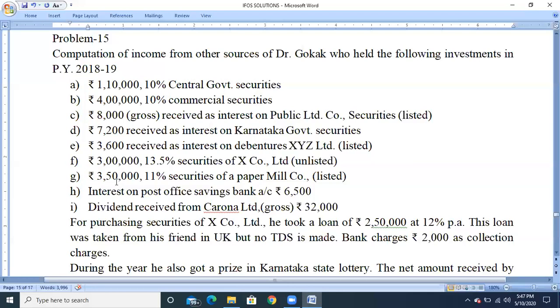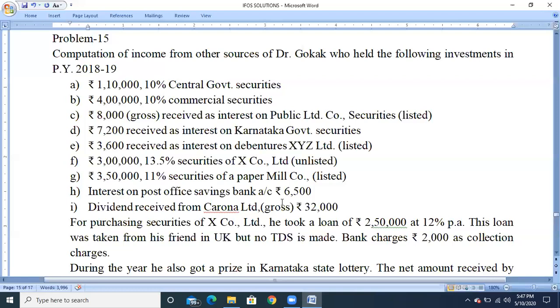Next, rupees 3,50,000, 11% securities of Paper Mill Company, listed. Again, Paper Mill Company is a private or commercial company, and it is listed in a recognized stock exchange, and they have not used the word tax free. So it's a less tax securities, and they have given the interest rate and the investment amount. So no need of TDS to be done. Directly the interest amount should be calculated, and it will be taxable under the head income from other sources.